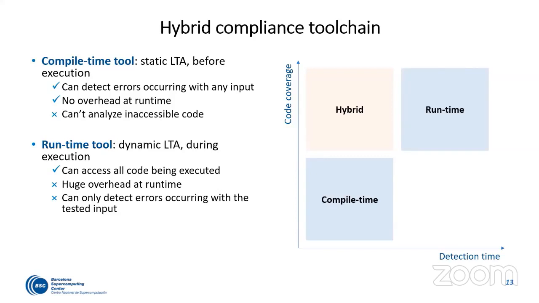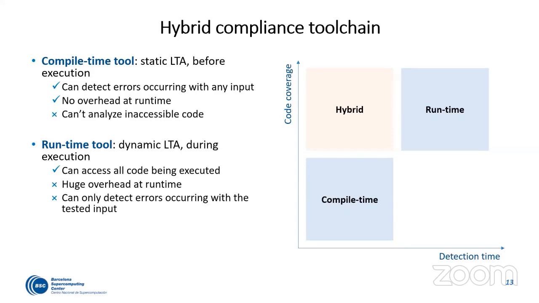The runtime tool, on the other hand, executes dynamic LTA on task instances in the binary code. It can access all code that is executed and all information about the program at runtime, so it has better coverage than the compile time tool. However, it is also way more intrusive and only detects errors that happen with the tested input.